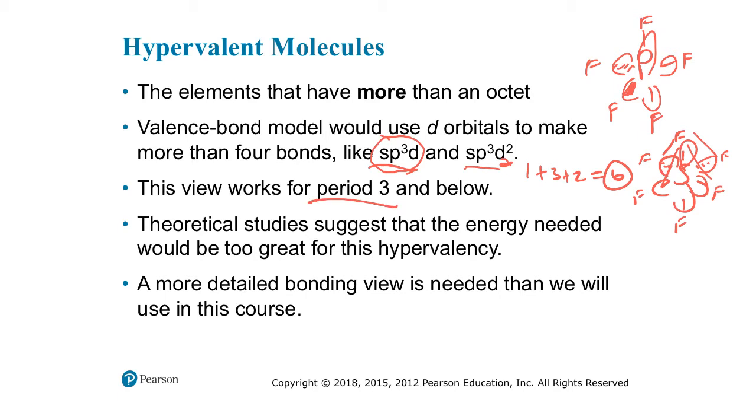This would only even explain period 3 and below because we don't see this hybridization for second row atoms, but theoretical studies suggest that we really don't have this actual mixing of orbitals. So a more detailed understanding of what's going on in the bonding of these molecules would be required to understand them. So we're not going to talk quite about the nature involved in the atomic orbitals in hypervalent molecules like PF5 and SF6.